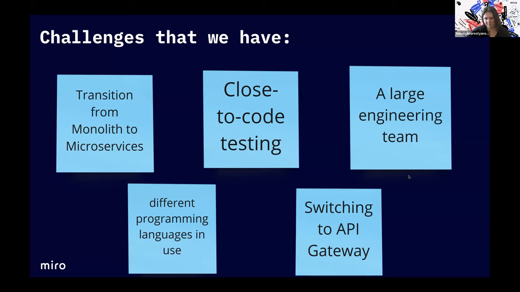And of course, we have different programming languages in use. For API testing, we support Kotlin and Java right now, but we are really looking forward to Node.js as well. Maybe we'll use that in the future because some of the new microservices are written in this language, and we are open to new opportunities as well. And we are switching to API gateway, so we are going to test not only API directly, but routing as well.